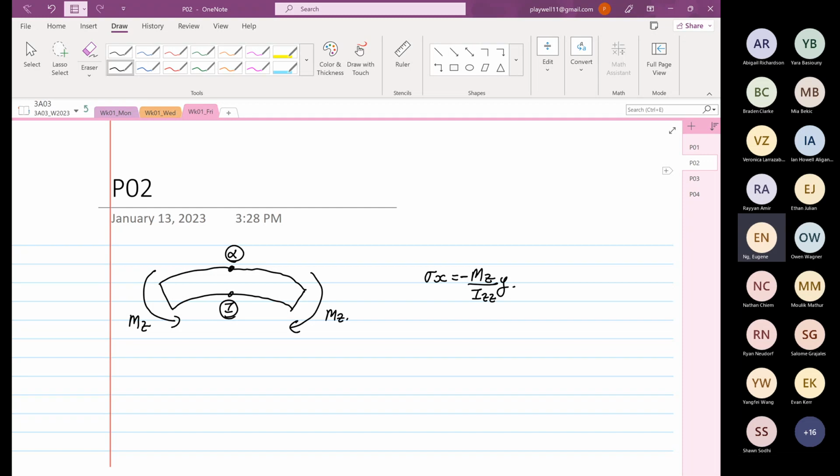This is our moment in Z. And I remember, Eugene tells us the head of the moment vector is always in compression. The tail end of the moment vector is always in what? Tension. So now you already know from here, you can write down that stress X at point alpha is equal to positive mz over IZZ multiplied by Y. Stress X at point I is equal to negative mz over IZZ multiplied by Y.